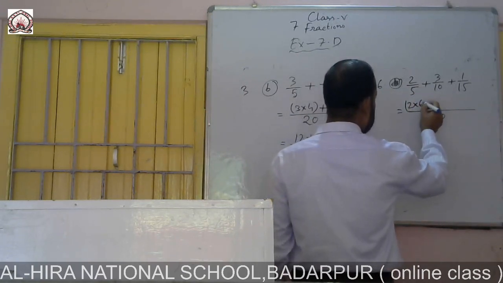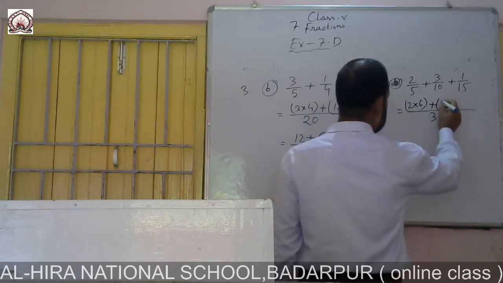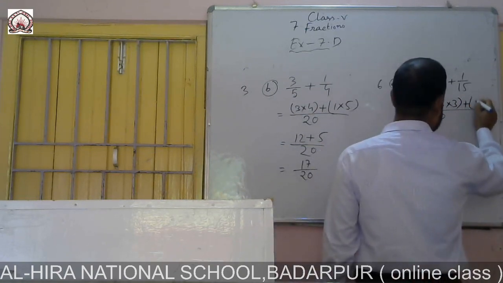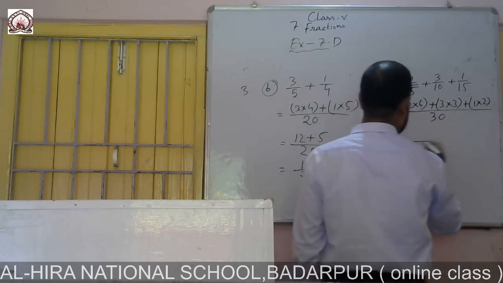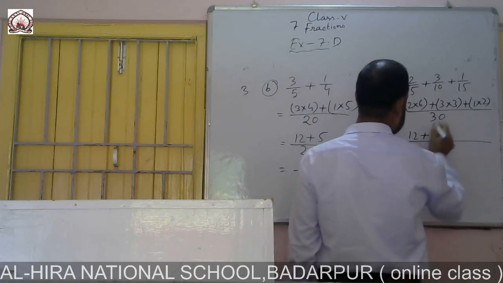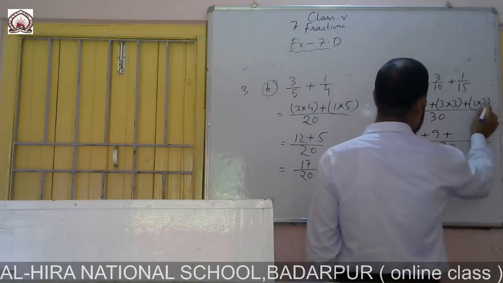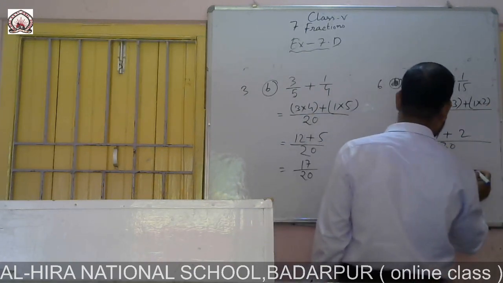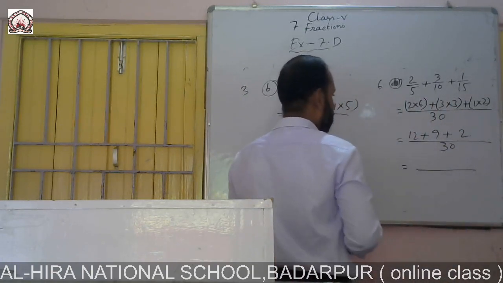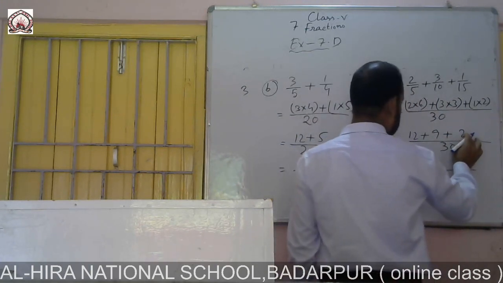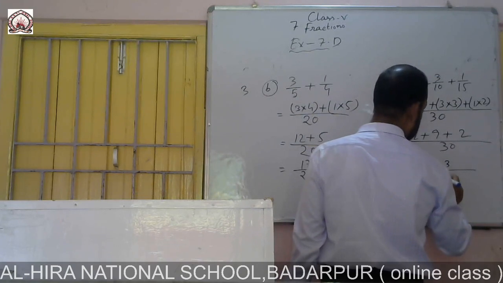So here 2, 5 6s are 30, into 6, plus 3 into 10, 3 3s are 30, plus here 1 and 15 2s are 30. Now 6 2s are 12 plus 3 3s are 9 plus 2 1 is 2. Now 12 plus 9 is equal to 21. 21 plus 2 is 23. 23 by 30.